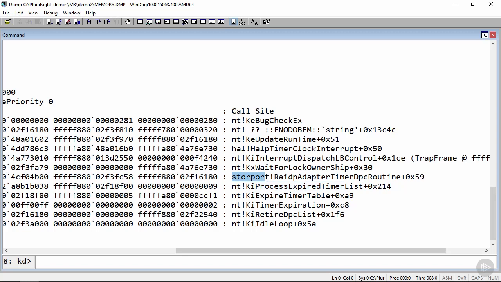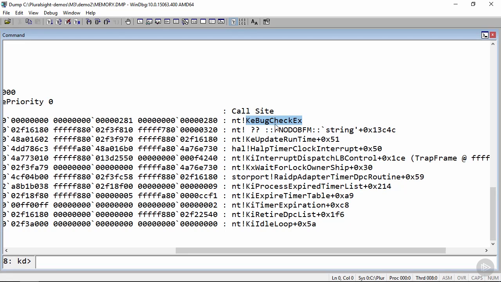And that particular one was the storport driver, where it was trying to issue this function called RaidAdapterTimerDpcRoutine. And there it sat and waited for lock ownership. So that's a big clue right there. This thread, for whatever reason, stalled trying to wait for lock ownership. Finally, we ultimately got interrupted by the timer clock interrupt, where it bug checked the system because we had exceeded the DPC watchdog time period.